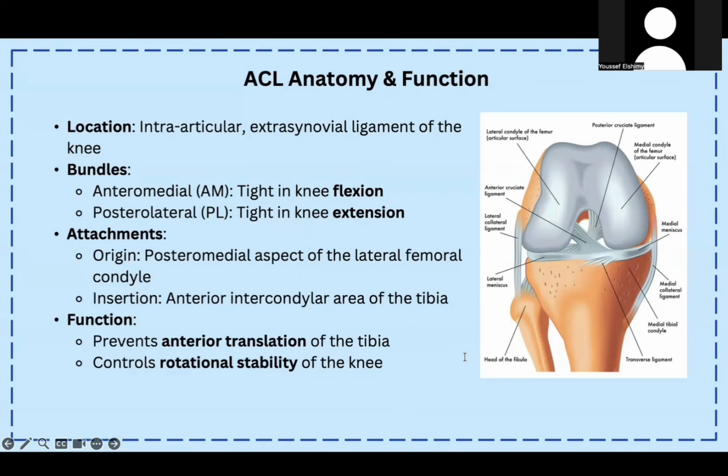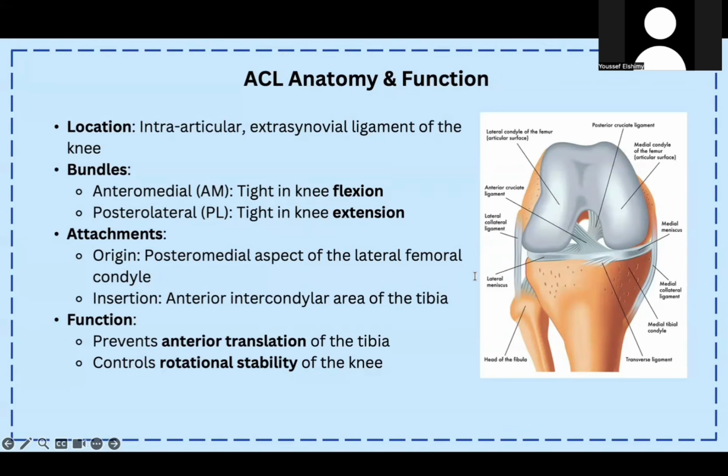So the ACL is composed of two functional bundles. The first bundle is the anteromedial bundle, which becomes tight when the knee is bent or flexed. Then we have the second bundle, which is the posterolateral bundle, which becomes tight when the knee is straight or extended. So these two bundles together ensure that the knee remains stable throughout its entire range of motion.